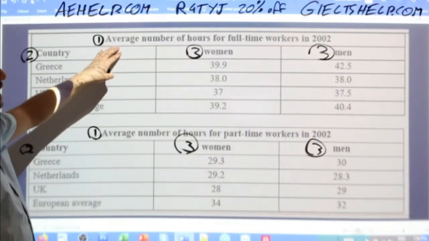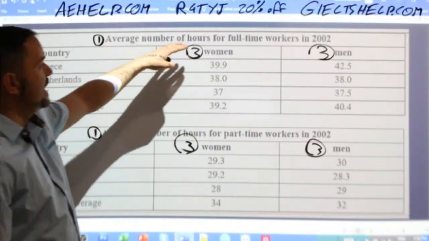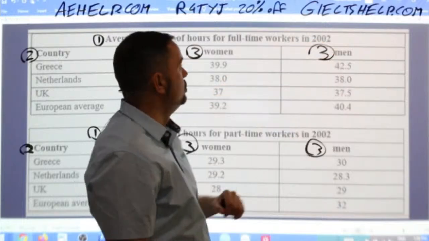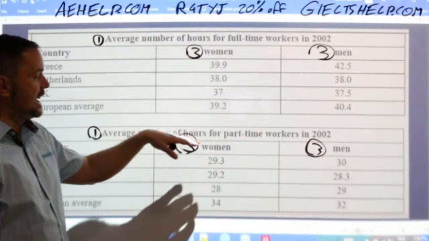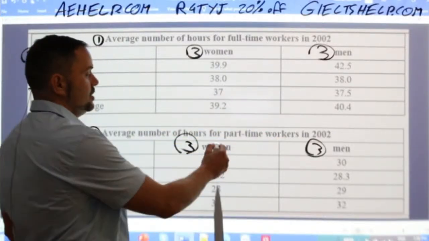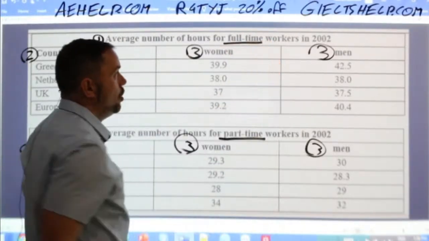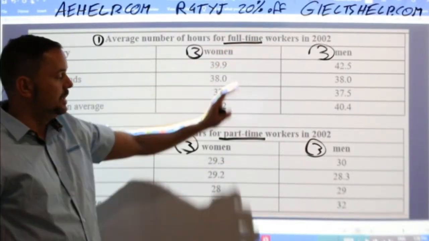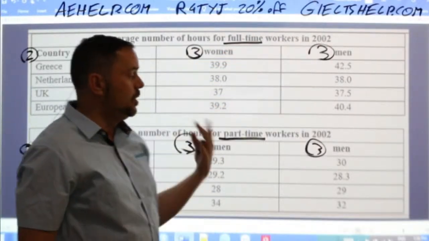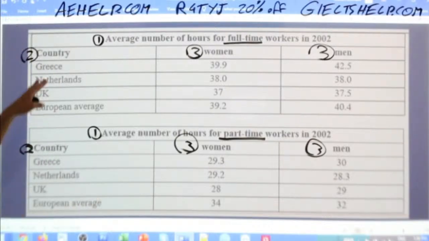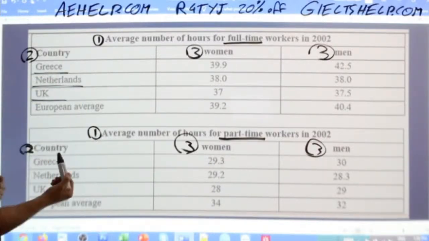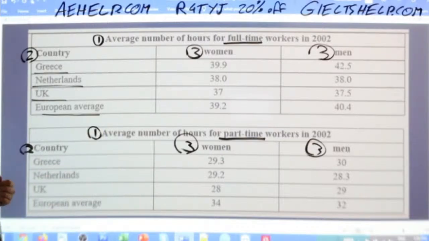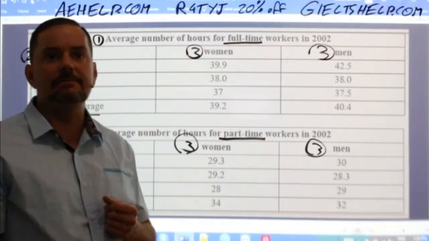So in the first table, we have the average number of hours for full-time workers in 2002. In the second table, we have the average number of hours for part-time workers in 2002. So the difference is only this piece here, full-time and part-time. The year is the same. We quickly take note of that. And then we have country and country. And so in the countries, we have Greece, we have Netherlands, we have the UK, and then we have the European average. So what does that mean, European average?